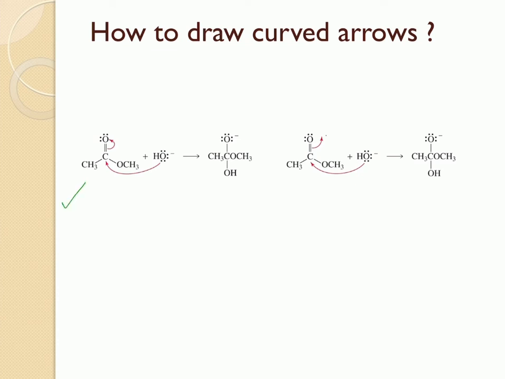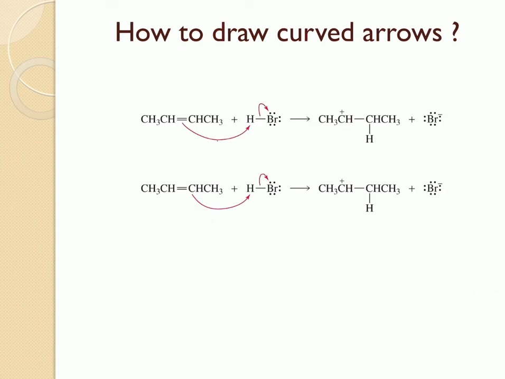But this one is wrong, where the first step is right, where the hydroxide ion comes and attacks this carbon. But when this bond breaks, it's not going to form another bond towards this oxygen. Instead, it's going to go on to the oxygen because oxygen is electronegative, and it's trying to take its electrons towards itself.